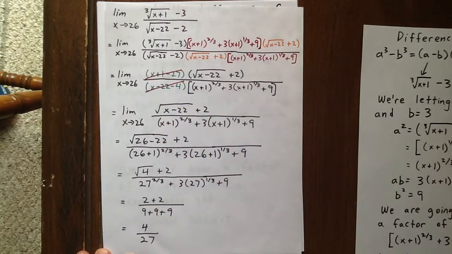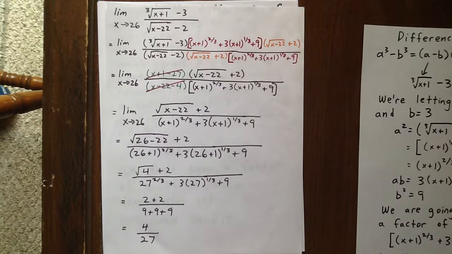And we can safely substitute in the x value of 26 and not get an indeterminate form in that case. And what we get is an ultimate answer of 4 over 27.